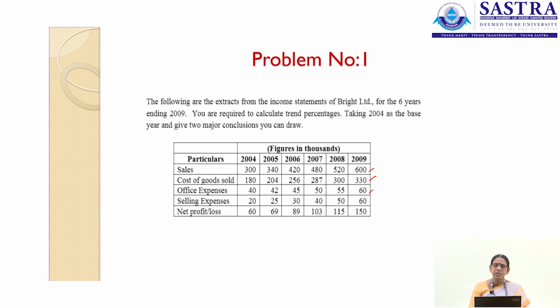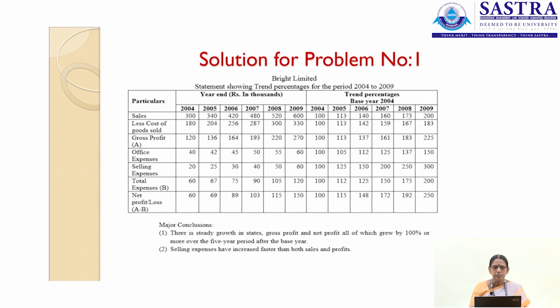If we have an increase in the increasing trend, it is an unfavorable or adverse position unless the increase is justified by the management personnel. We will see how the expenses are calculated here. Statement showing the trend percentages for the period from 2004 to 2009. See this first column, 6 columns, namely 2004, 5, 6, 7, 8, 9. This is in rupees in thousands. The second half is the trend percentages having the base year as 2004.